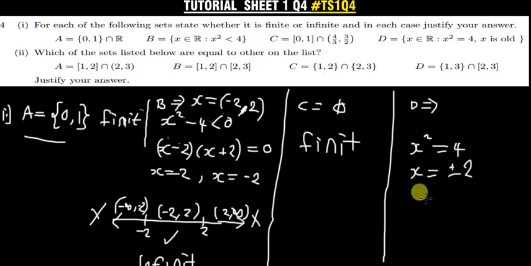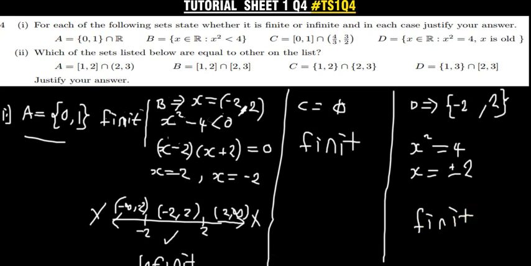So the set D there is nothing but {-2, 2}. So this is not an interval, meaning we only have 2 elements there. So this is a finite set. You can count those numbers there, there are only 2. So this is a finite set.